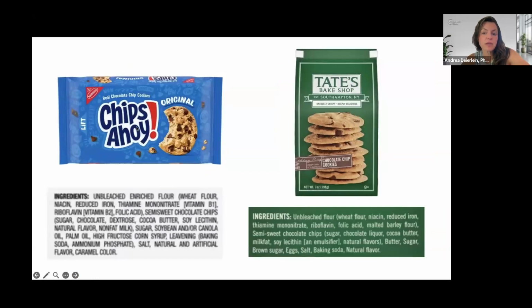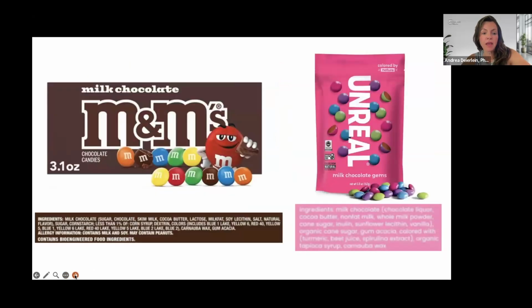And then lastly, thinking about chocolate chip cookies. Again, these are all going to qualify as being ultra processed foods, but there definitely are alternatives that I think would be healthier, and you can look at the ingredient list and be able to figure this out easily. Lastly, M&Ms similarly.